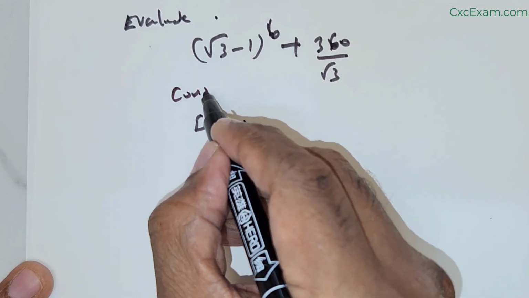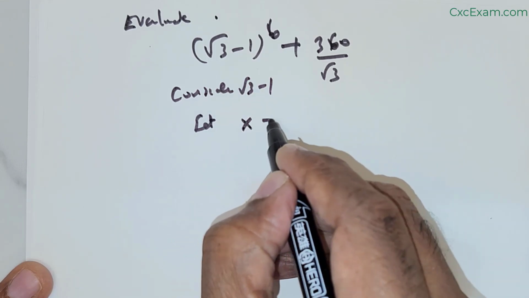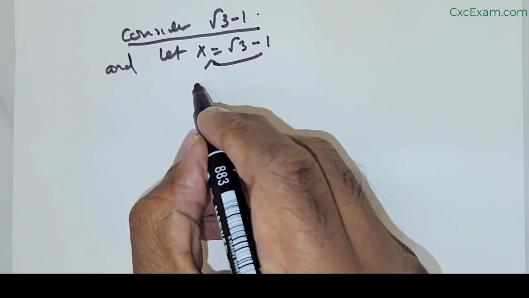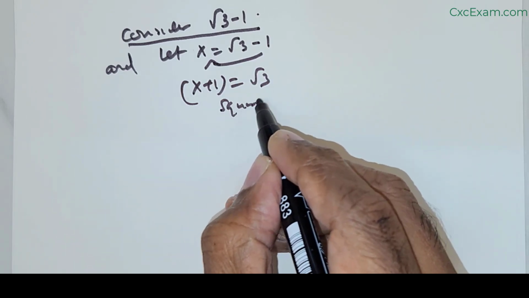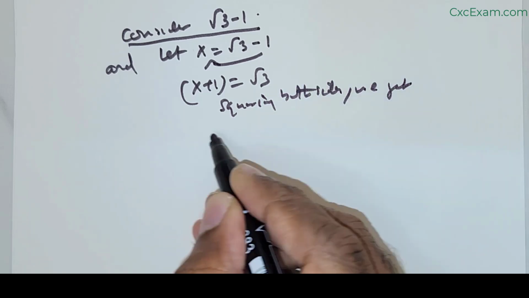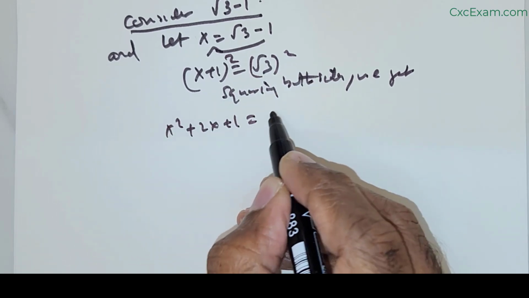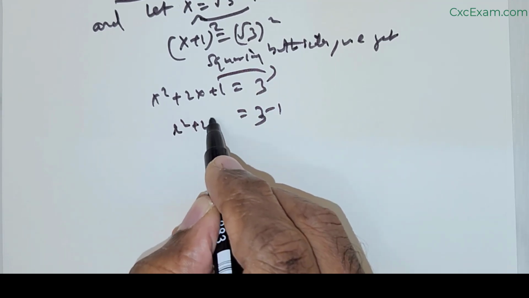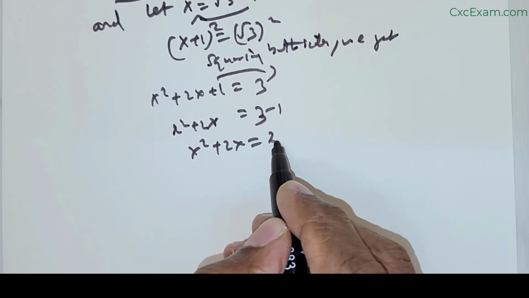So I'm going to consider this term, √3 − 1, and let x be equal to √3 − 1. I move the 1 to this side and get x + 1 = √3. Then I will square both sides. So this gives us x² + 2x + 1 = 3. Move the 1 to the other side, so you get x² + 2x = 2.